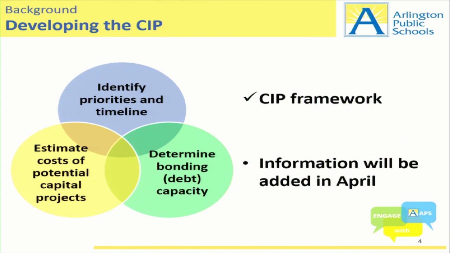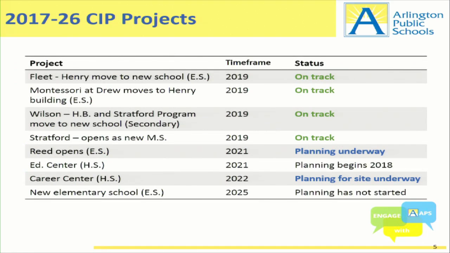This is my first time jumping into it, and what we're laying out tonight are the priorities and the timelines based on the projections and what we reviewed with FAC. In April, we'll begin to get estimated costs for potential capital projects, and then we'll also get our bonding capacity from our finance department. So just a refresher, I'm not going to go through this list, but these are the projects that are in our current CIP and the status of where they are today.